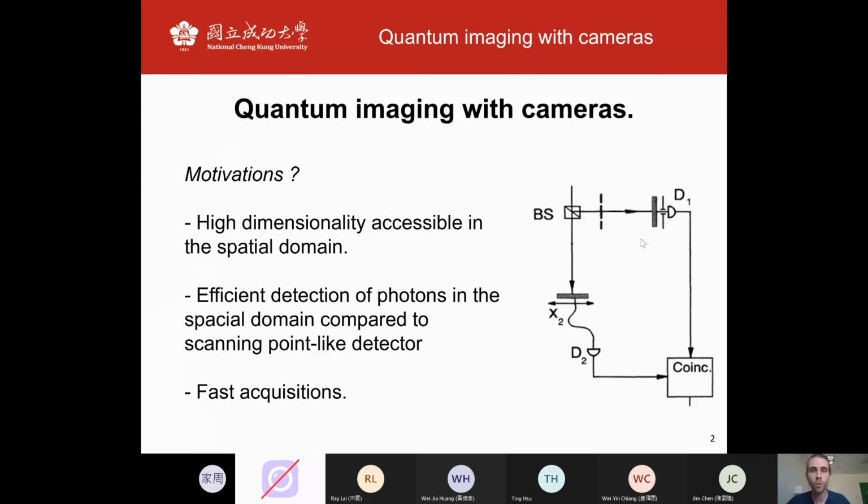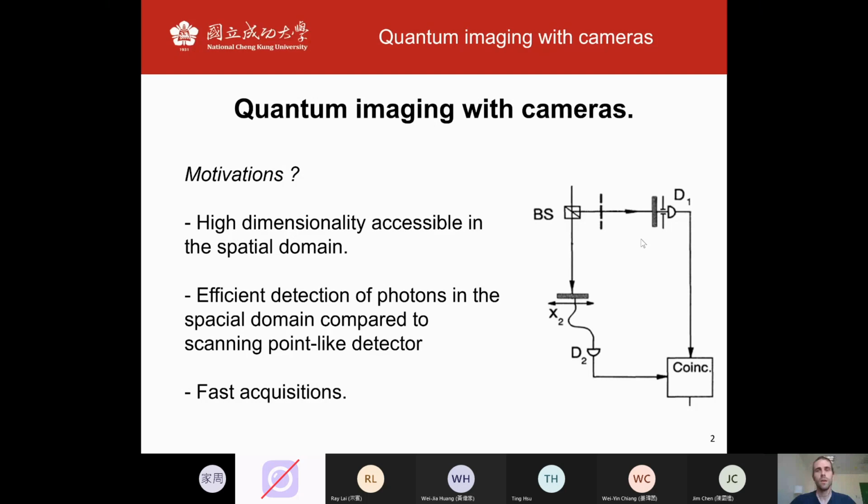You may have heard the saying that an image is worth 1,000 words, and clearly, yes, in an image we can have a lot of information. And in fact, in the transverse dimensions of a light beam and in an image, you have a very high dimensionality that you can potentially access, in addition to other domains like polarization and time, to basically increase the dimension of the Hilbert space of the state that you are using and harnessing.